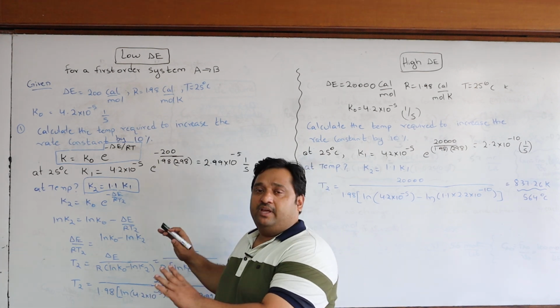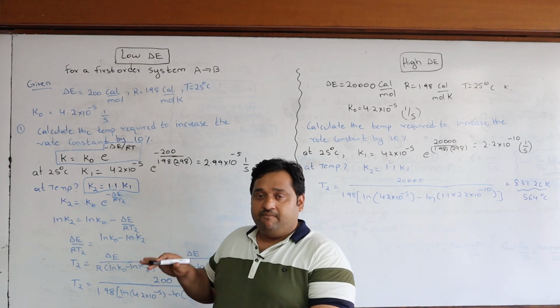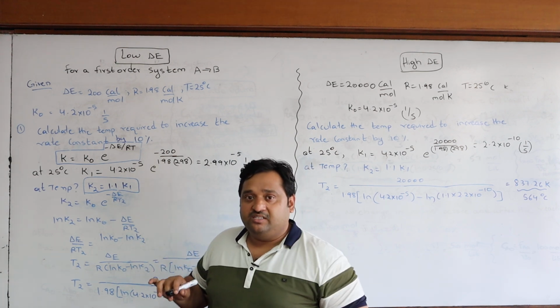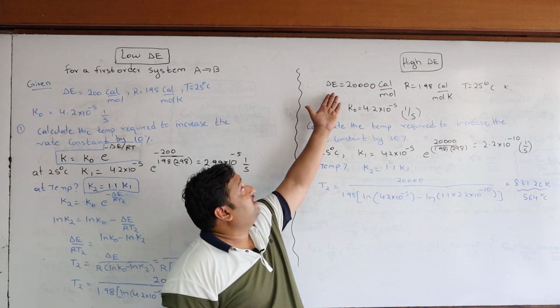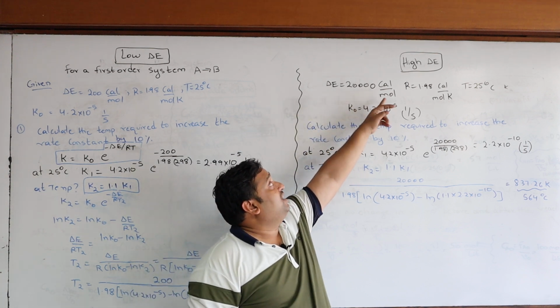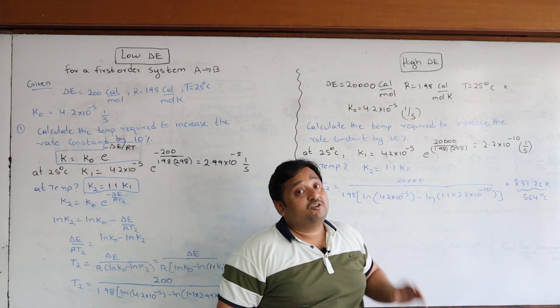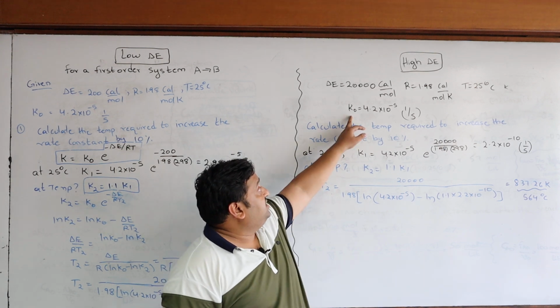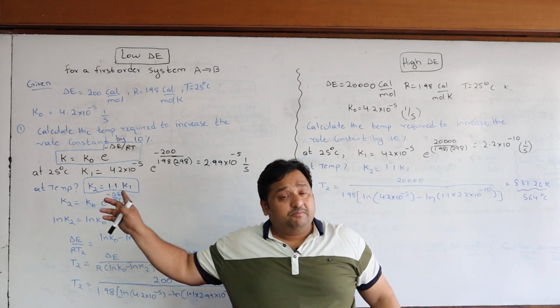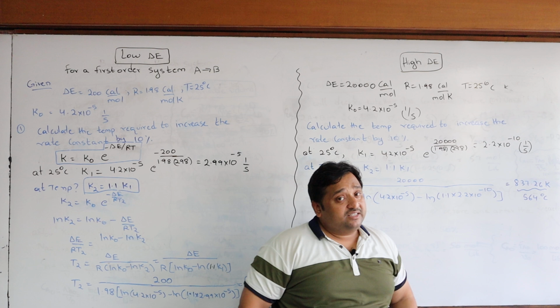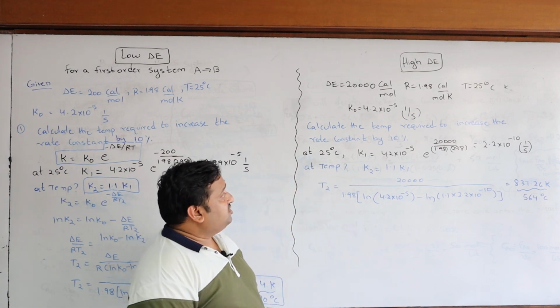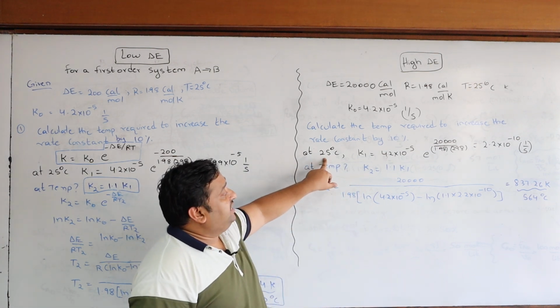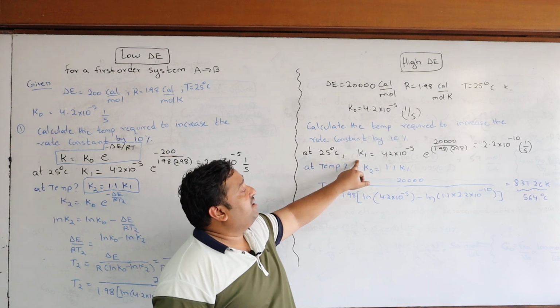The same problem we repeat exactly, with the same values, for the high activation energy system. Now the activation energy is 20,000 calorie per mole. Everything else is constant. We have taken the same K0, and at temperature 25 degrees centigrade everything remains the same. So at 25 degrees centigrade, you have to estimate K1.